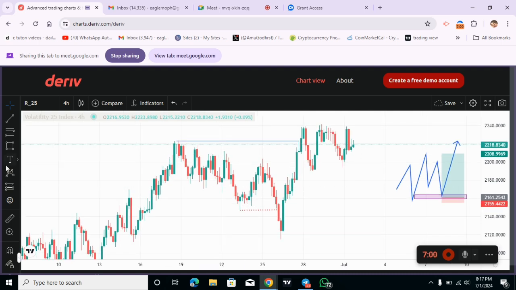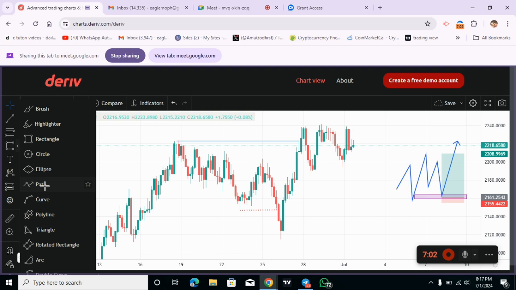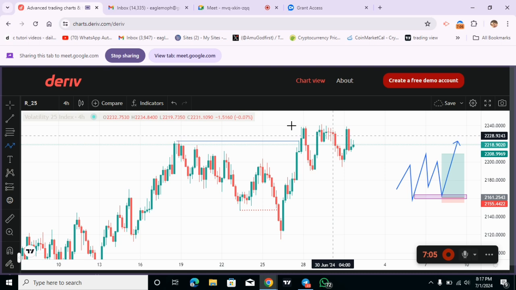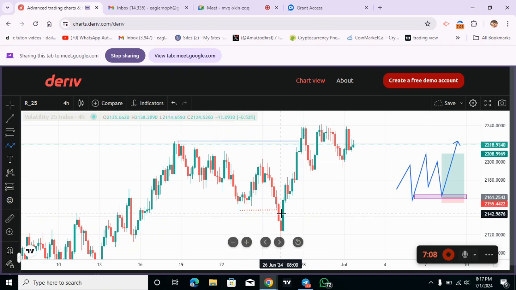So from this particular point now, what I want to see is what I can see: a sweep of liquidity from this low point, then displacement of this last major high.